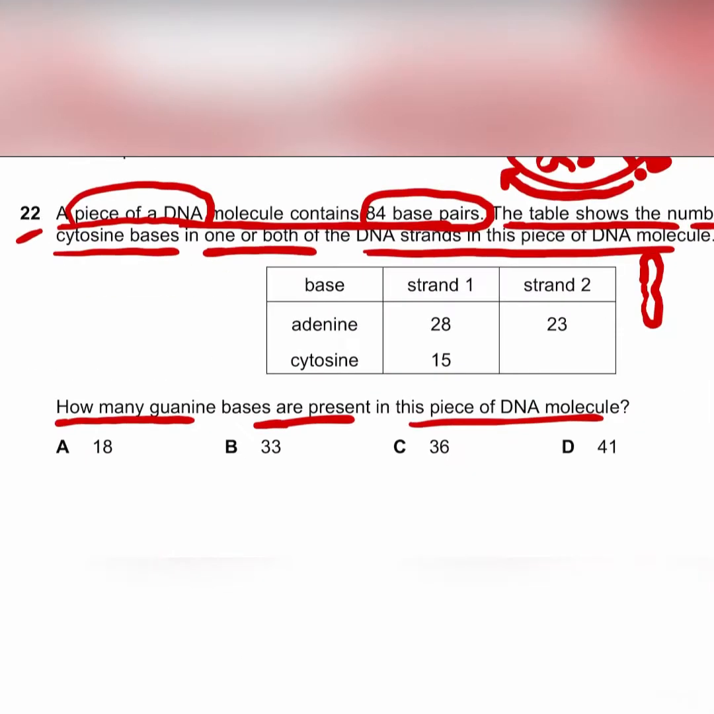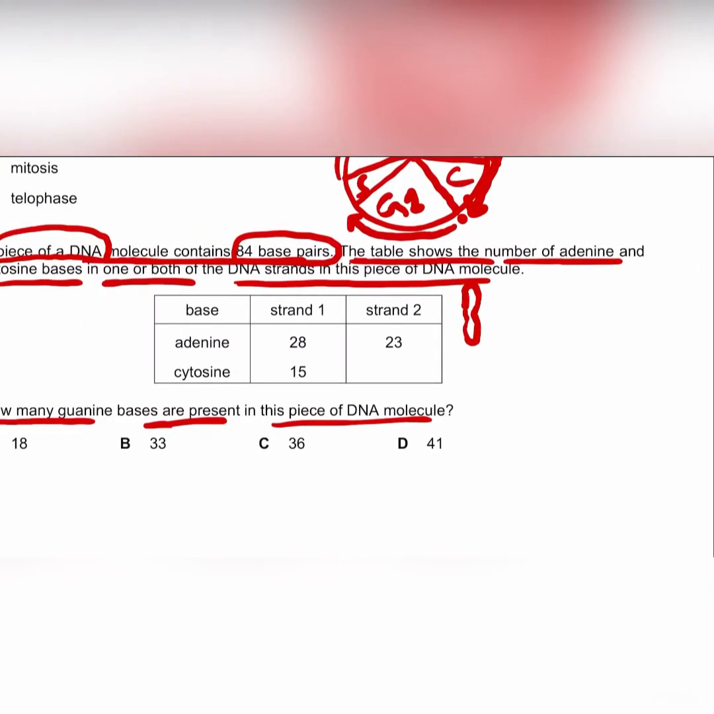The table shows the number of adenine and cytosine bases in one or both of the strands in the piece of DNA molecule. How many guanine bases are present in the piece of DNA molecule? So we have to find the cumulative number of guanine bases in both the strands, strand 1 and strand 2. So how can we figure out this number? Let's write strand 1 and strand 2 and the number of bases. In the DNA we have adenine, thymine, cytosine, and guanine. So how many adenine do we have? In strand 1 we have 28 adenine and in strand 2 we have 23 adenine.